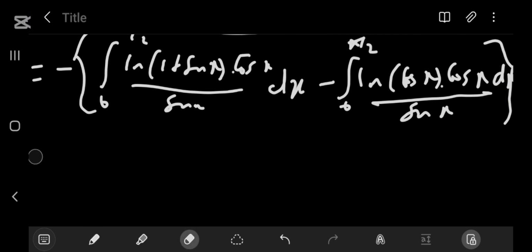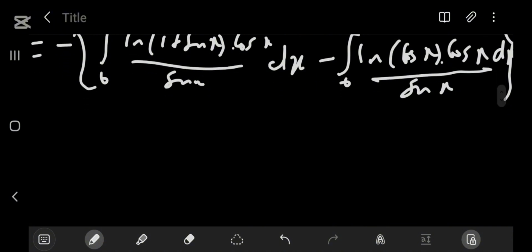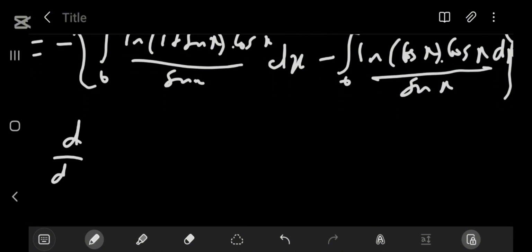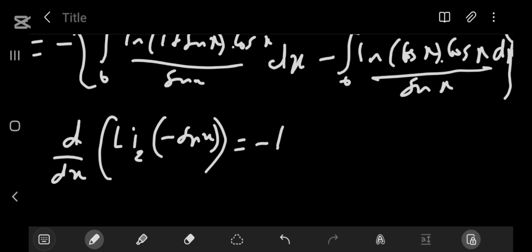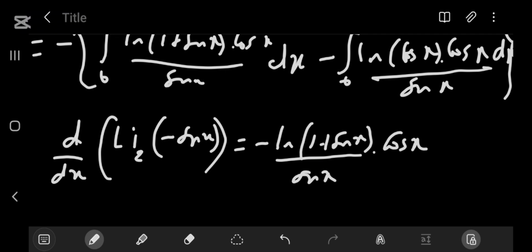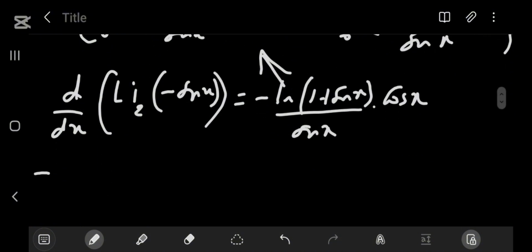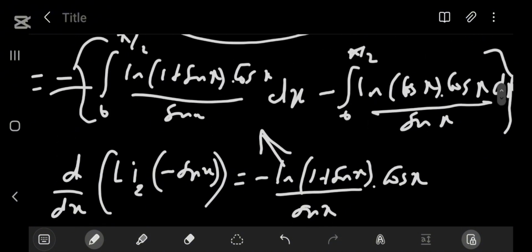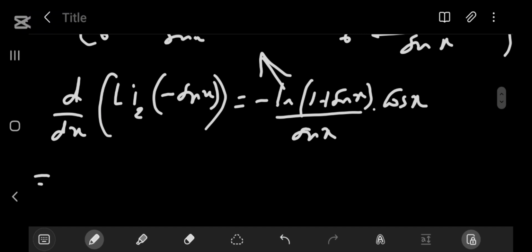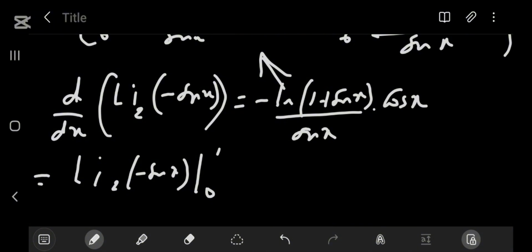Now, we should know that dilogarithm function, that if I differentiate both sides of dilogarithm of minus sine x, we'll get minus ln 1 plus sine x over sine x dot cosine x. You can see this part actually here. So we are left with, well, there is a minus part also there, so you don't have to worry. So we can just put dilogarithm of minus sine x from 0 to pi by 2.